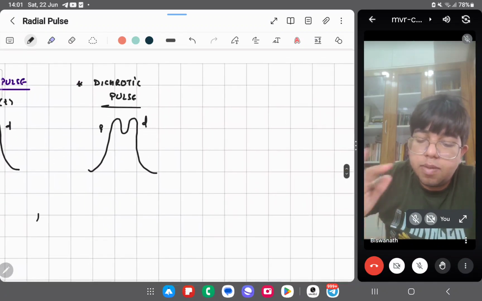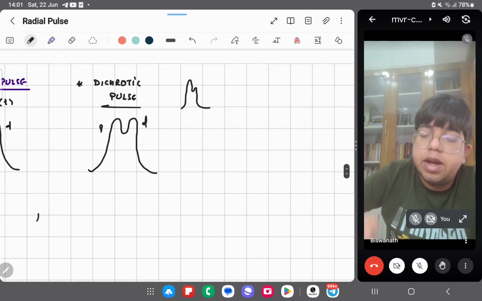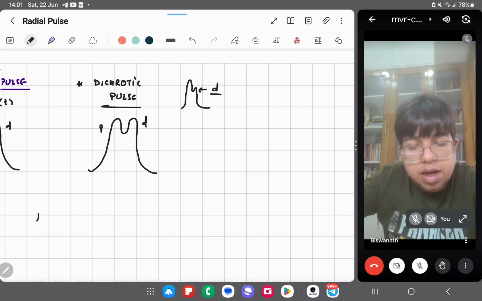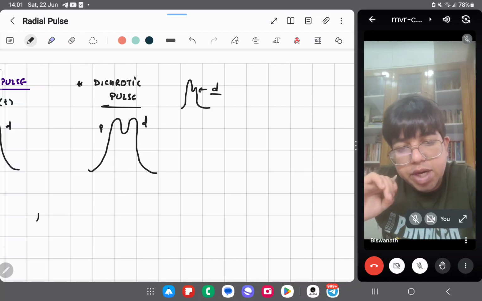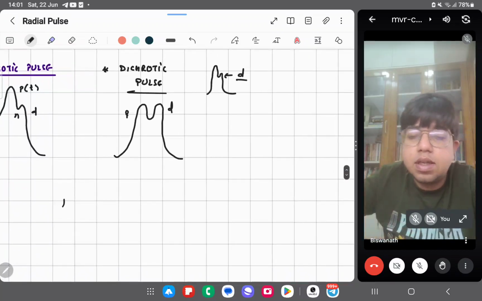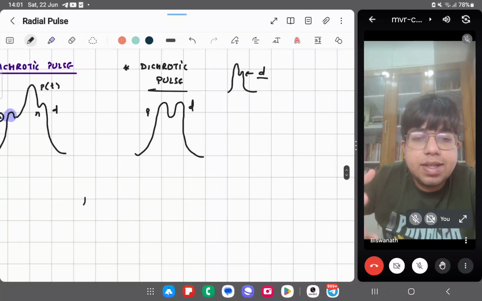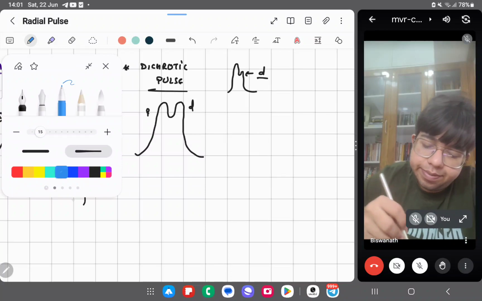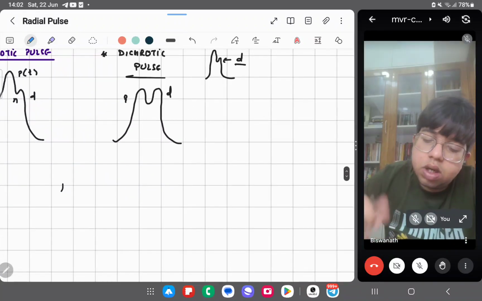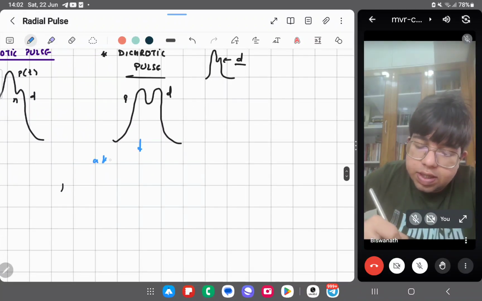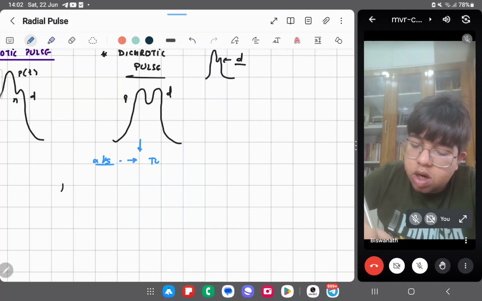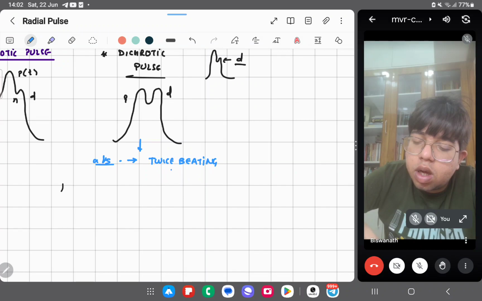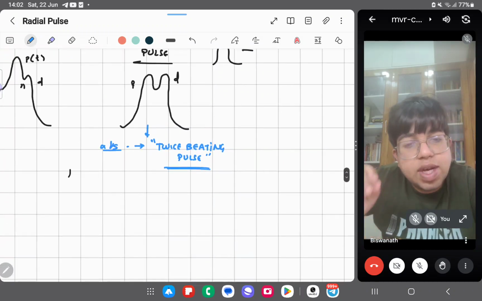And normally, this is a normal pulse, right? So the dicrotic wave is basically shorter than the P wave or percussion wave. Here you can see it is appearing like a twice beating curve, right? So this is also known as twice beating pulse.